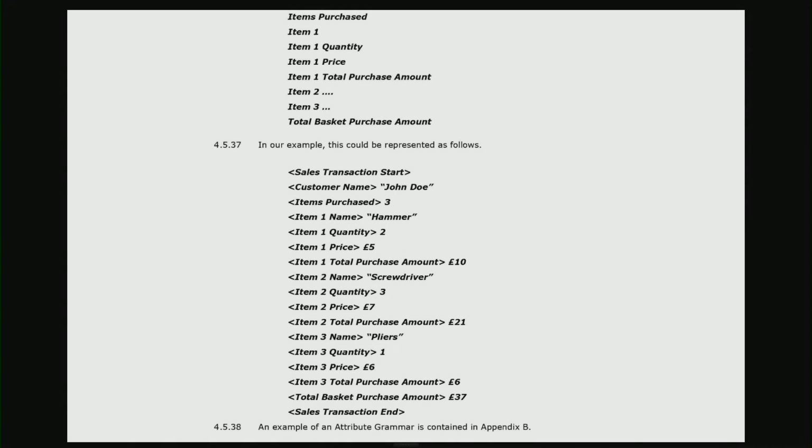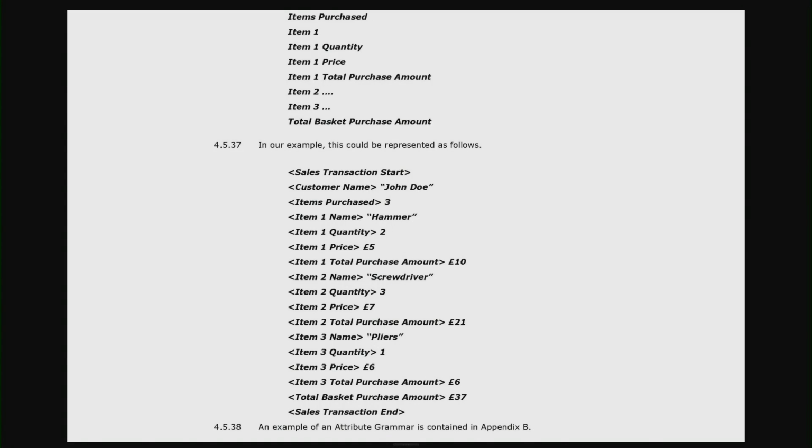The first purchase item name was a hammer with a quantity of 2 and a price of £5, which totals to £10 for that particular item purchase. The second item is a screwdriver, quantity of 3 with a price of £7, which results in a total purchase amount of £21. The third item is pliers with the quantity of 1, a purchase price of £6, and a total purchase amount for item 3 of £6. And then it sums up all of the purchase amounts as £37 and ends.